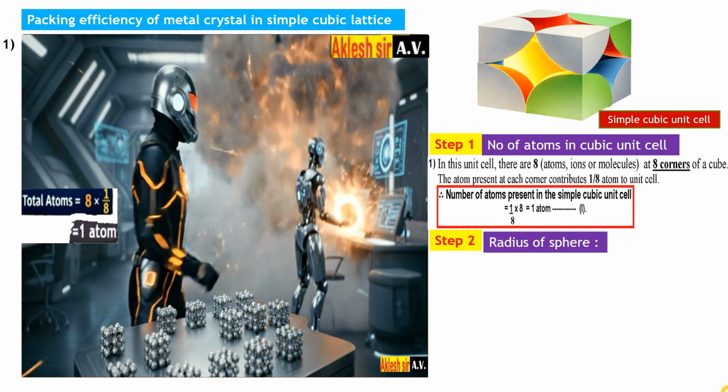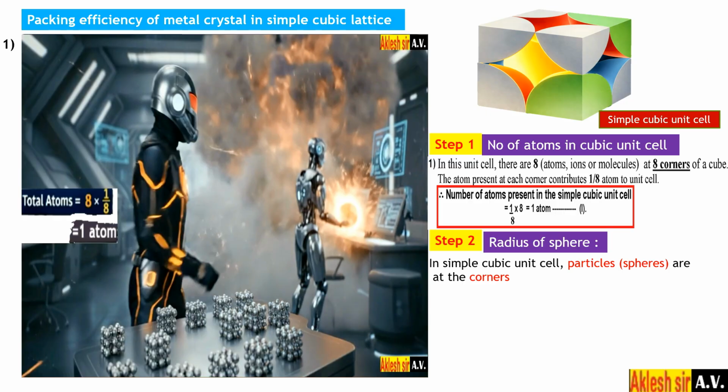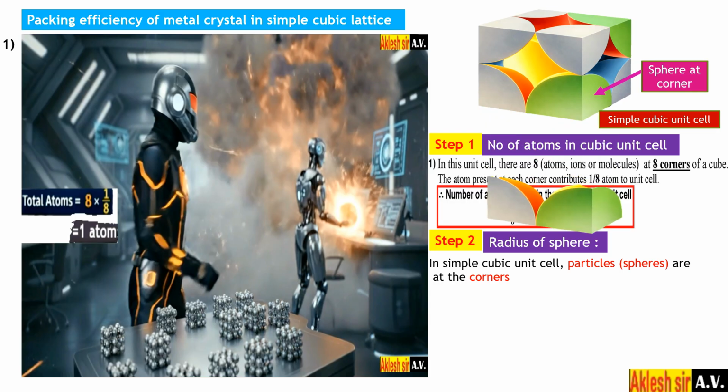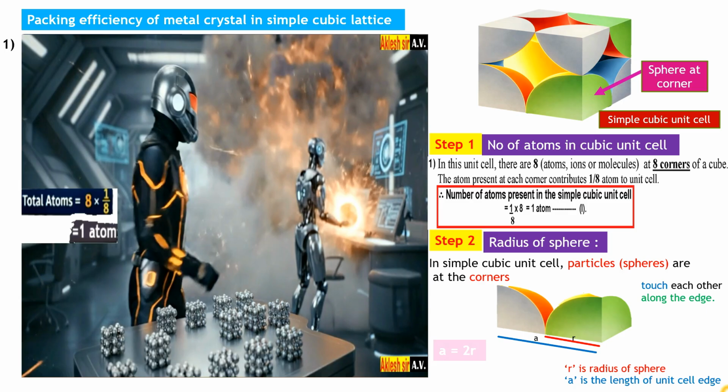Step 2. Radius of sphere. In a simple cubic unit cell, the spherical particles are at the corners. Here the spheres at the corners in a simple cubic unit cell touch each other at edges. Let R be the radius of the atom and A the edge length of the unit cell. Hence, A equals 2R and R equals A by 2. Let this be equation number 1.